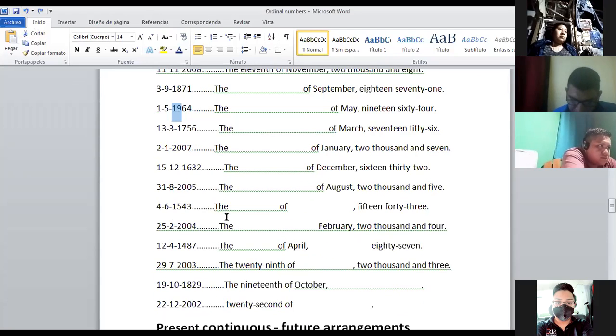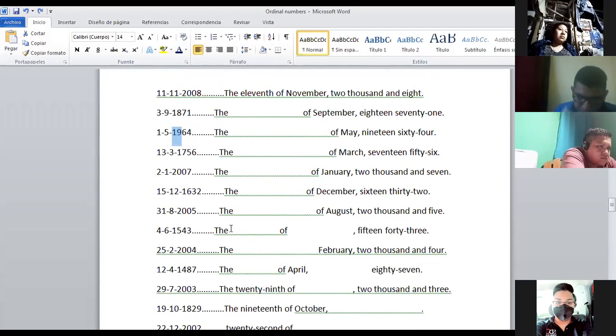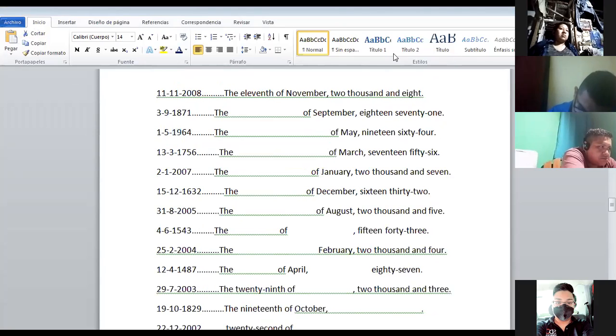Can you do this exercise in pairs? Yes. Okay, here we go. I'm gonna switch you in pairs, please. Okay, I'm gonna put you in pairs. Here we go.